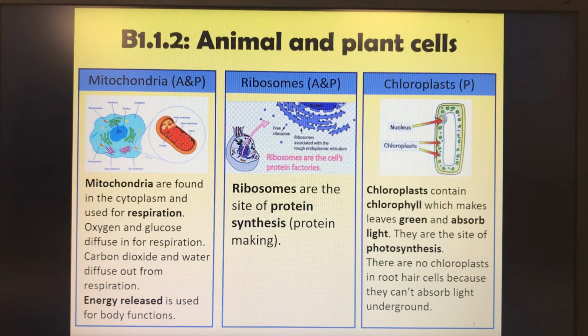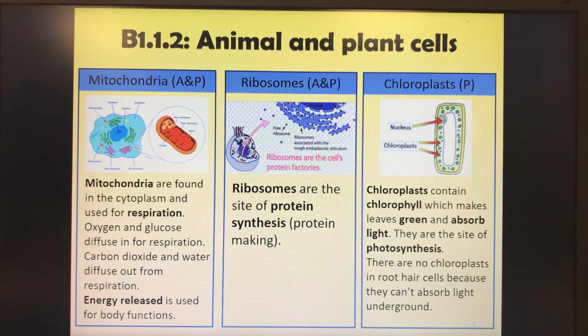Ribosomes is the site of protein synthesis, where proteins are made. More about that in B6. So at the moment we're just going to remember that ribosomes, like a rack of ribs, is made of protein. That's going to help us remember it. We're just going to hold on to that thought of proteins are made at the ribosomes. And then we've got the chloroplasts, which we've mentioned already, contain chlorophyll, which makes them green. This enables them to absorb light, and this is where photosynthesis occurs.